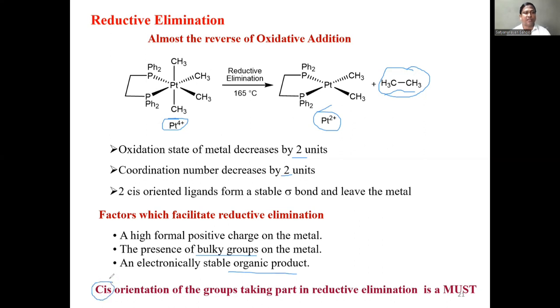The cis orientation of the groups which are taking part in reductive elimination is a must. So the groups which are to be reductively eliminated should be cis to each other. For example, there are 4 methyl groups over here. Let us say one of the methyl groups is this one. Then the other possibilities are this and this. But this group cannot be eliminated along with this methyl, because they are trans to each other. Because we know in octahedral complexes, the 1,6 position is trans.